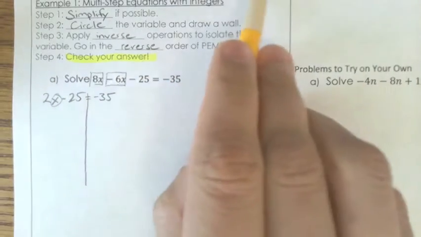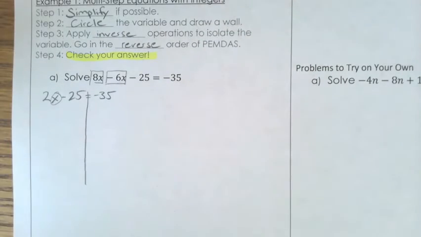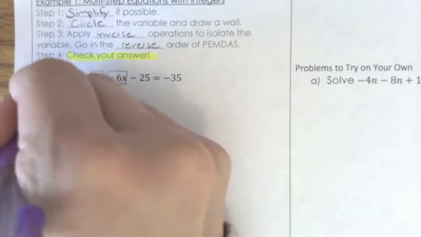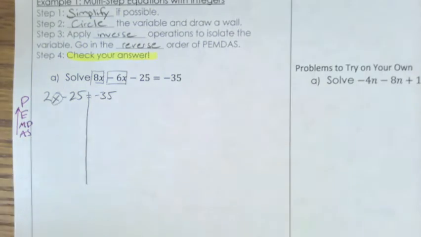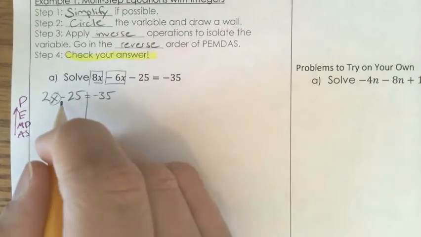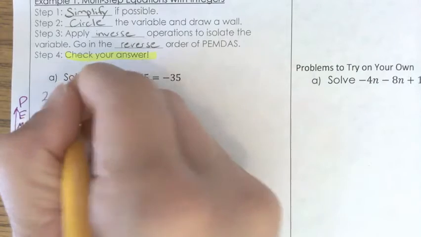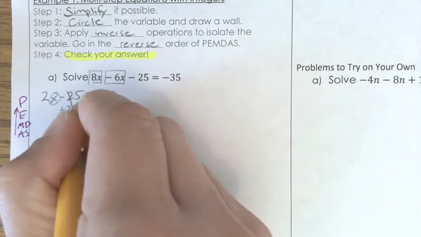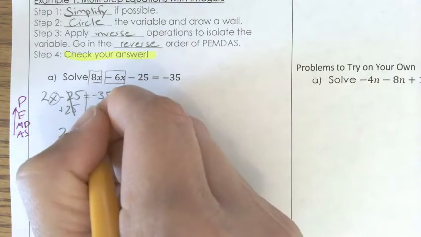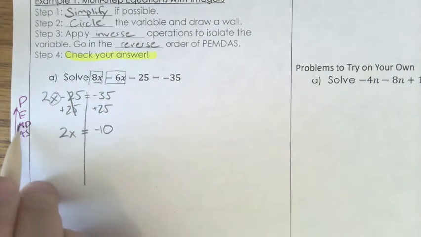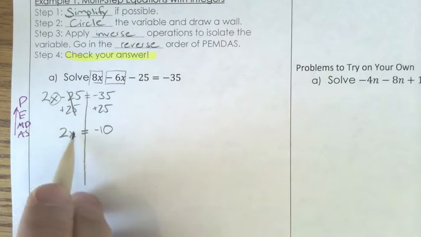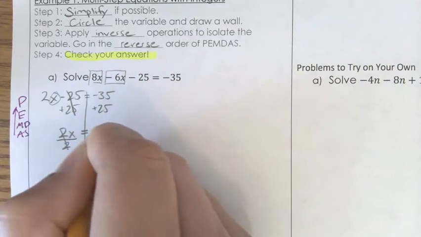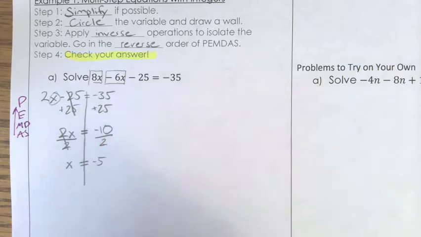First, start off with our addition subtraction because we are doing PEMDAS backwards. So addition subtraction first. We have a minus 25. The opposite of that, the inverse, would be plus 25 to both sides. That gives us 2x equals negative 10. Now we move on to our multiplication division. Here's 2 multiplied by x, so the inverse is dividing by 2. And we're left with x equals negative 5.